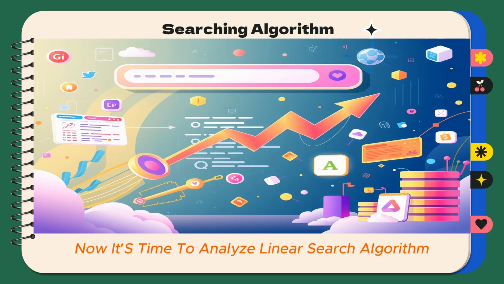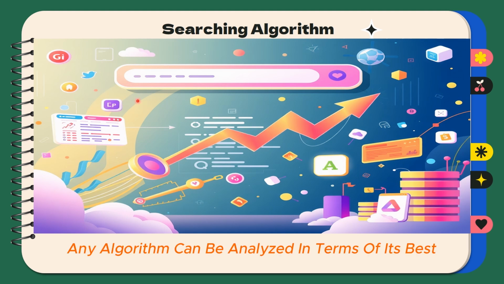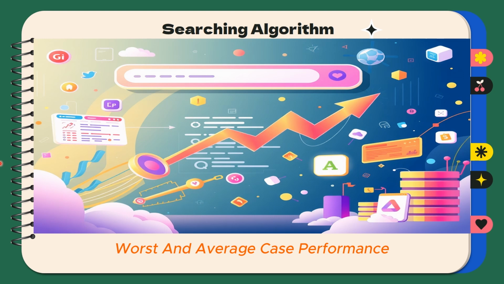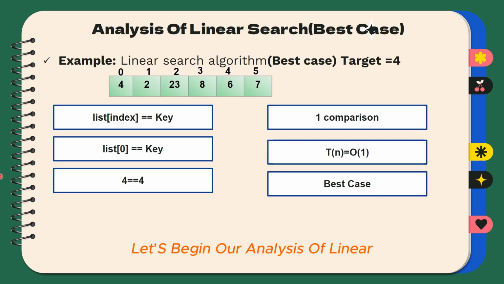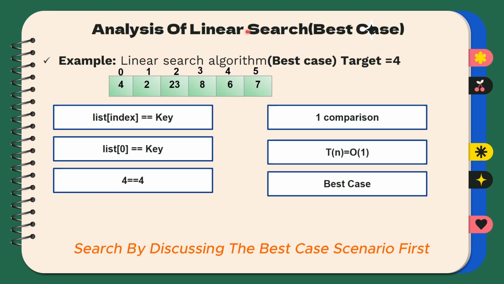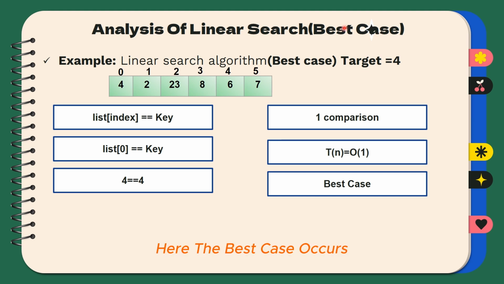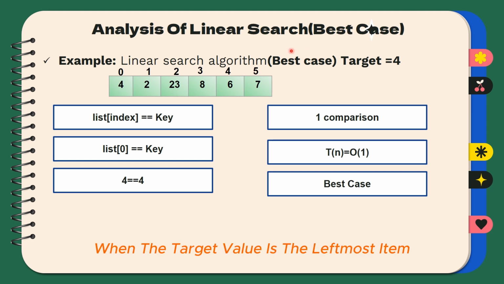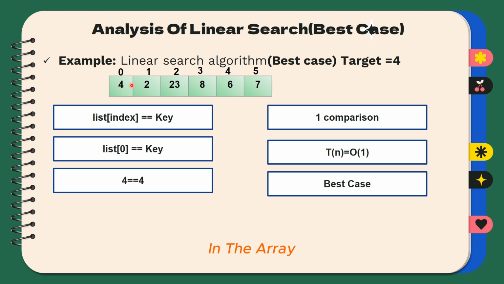Now, it's time to analyze the linear search algorithm. Any algorithm can be analyzed in terms of its best, worst, and average case performance. Let's begin our analysis of linear search by discussing the best case scenario first. Here, the best case occurs when the target value is the leftmost item in the array.